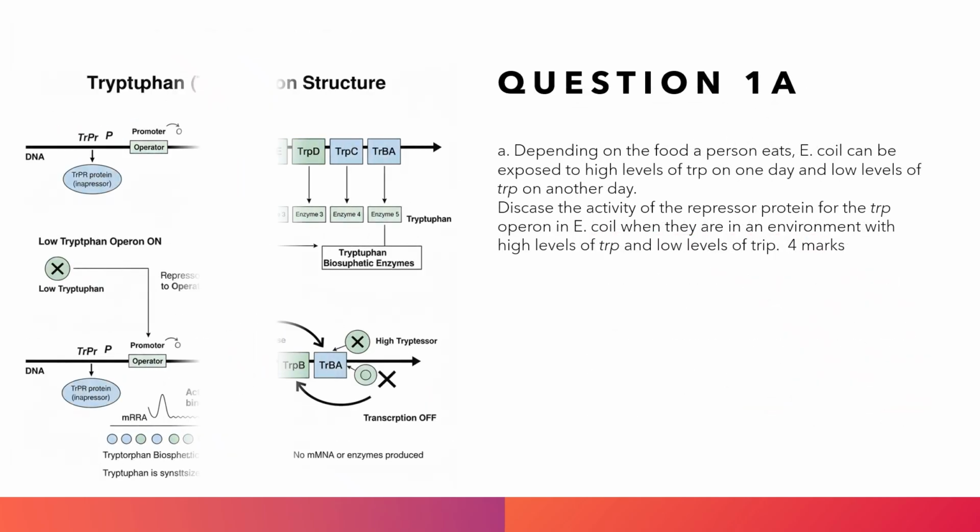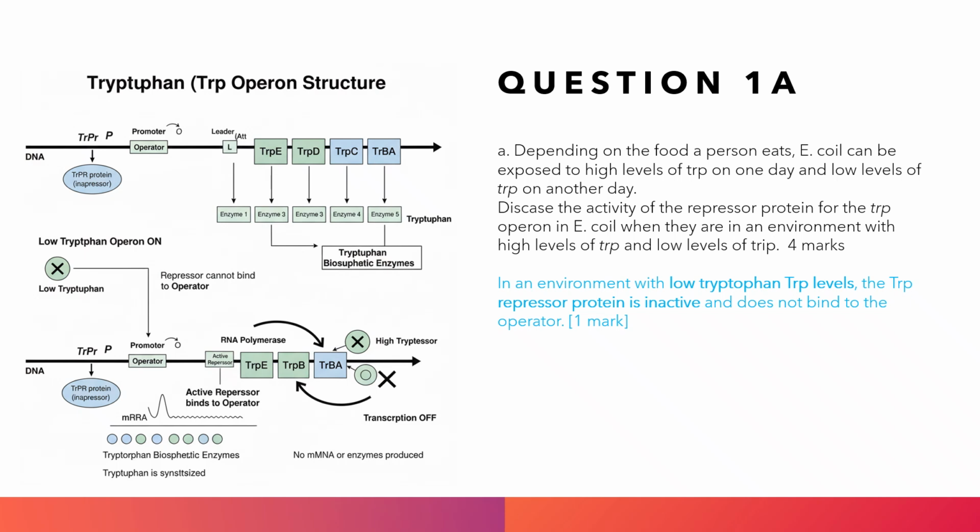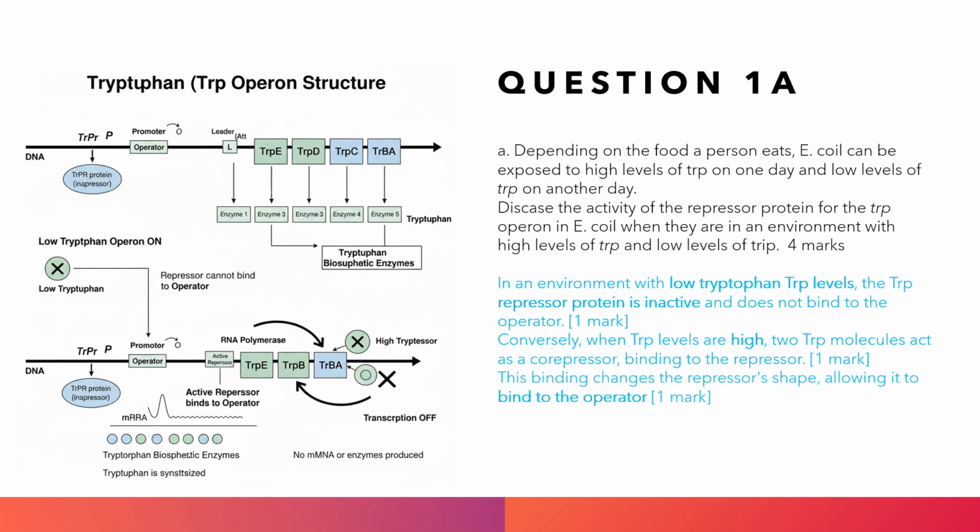In an environment with low tryptophan, TRP, levels, the TRP repressor protein is inactive and does not bind to the operator. Conversely, when TRP levels are high, two TRP molecules act as a co-repressor, binding to the repressor. This binding changes the repressor's shape, allowing it to bind to the operator and physically block RNA polymerase from initiating transcription at the promoter.